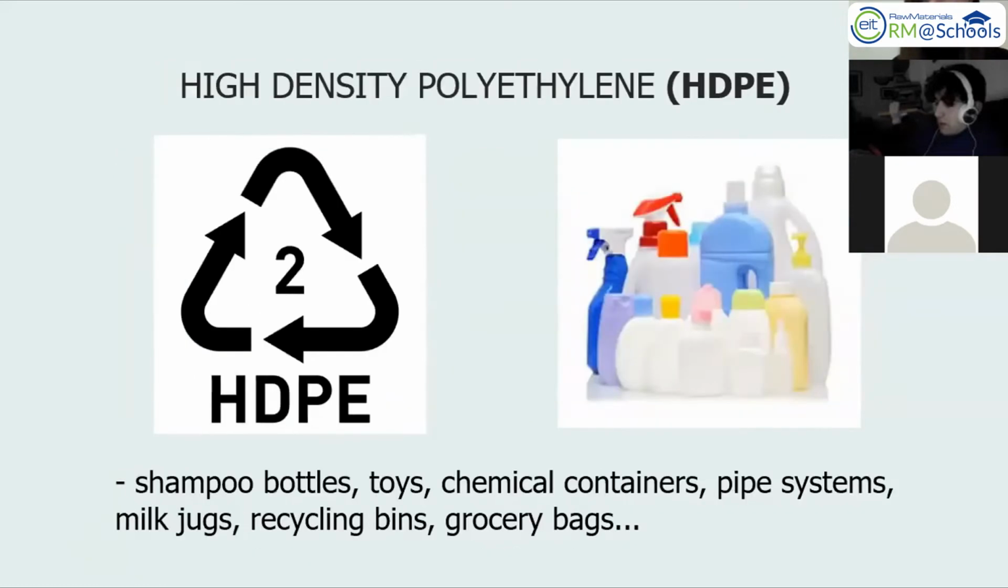Okay, next we have high density polyethylene. The sign is here, number 2, and high density polyethylene is a thermoplastic polymer also. It is produced from the monomer ethylene. HDPE is plastic commonly used in making containers for milk, motor oil, shampoo bottles, toys, chemical containers, pipe systems, recycling bags, grocery bags, etc.